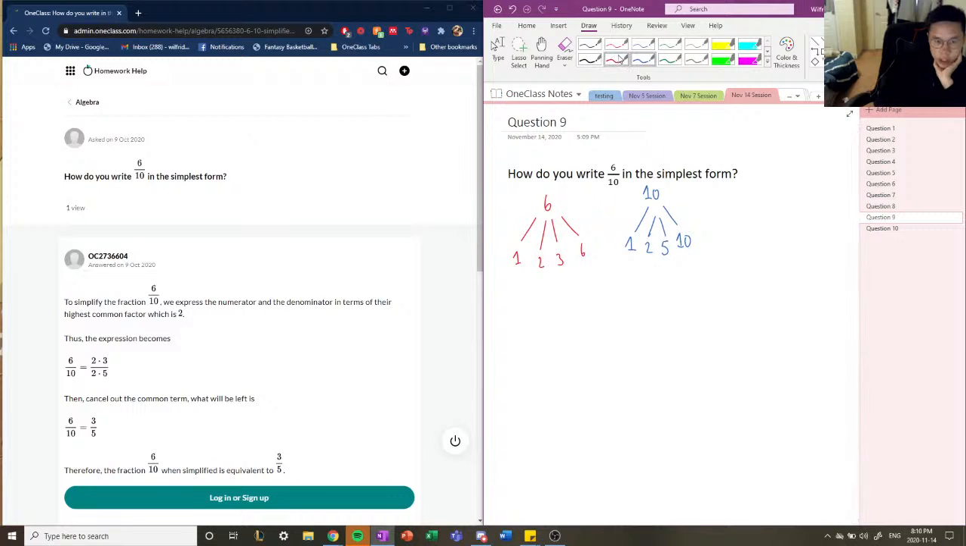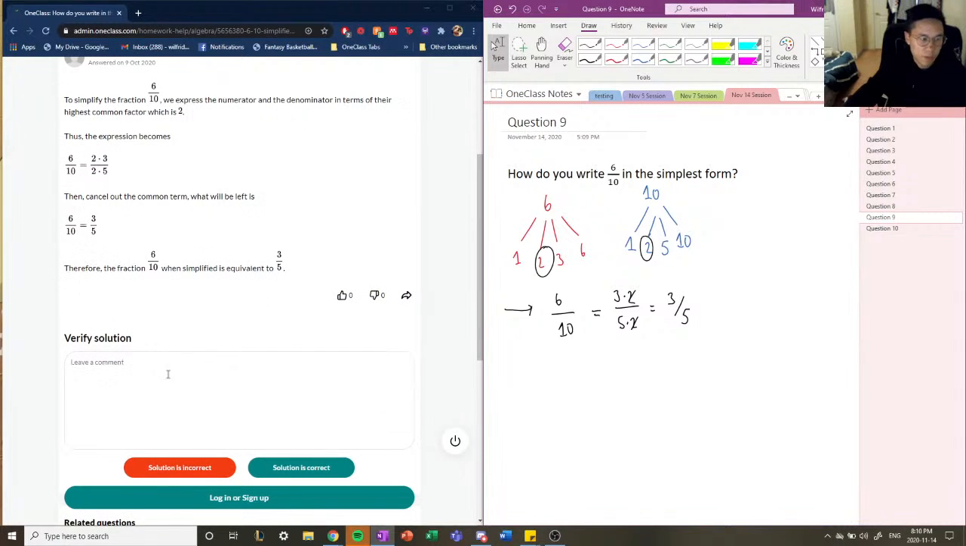Okay, so where are the similar factors here? Well, there's only one, which is 2 and 2. So that means in our fraction here, we can cancel out 2 and 2. So this equals 3 times 2, and this equals 5 times 2. Cancel these out, and we have reduced our fraction, 3 over 5. So 6 over 10 is equivalent to 3 over 5. So that's how you write it in the simplest form.